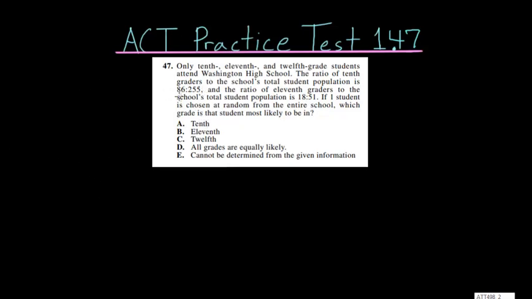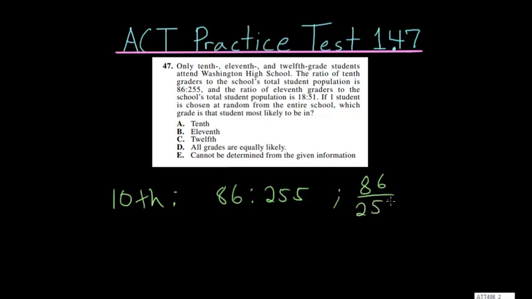So for instance, for these 10th graders, we know that the ratio of 10th graders to the entire student population is this 86 to 255. So what you can do is just treat this as a fraction and put 86 divided by 255 into the calculator. If you do that, 86 divided by 255 gives you essentially 33.7%. And this is a rounded number, but it's fairly close to the exact decimal.